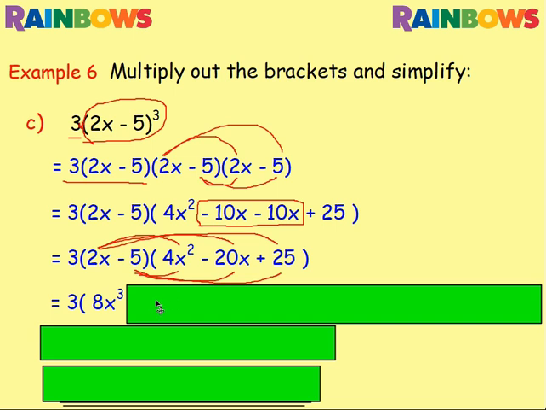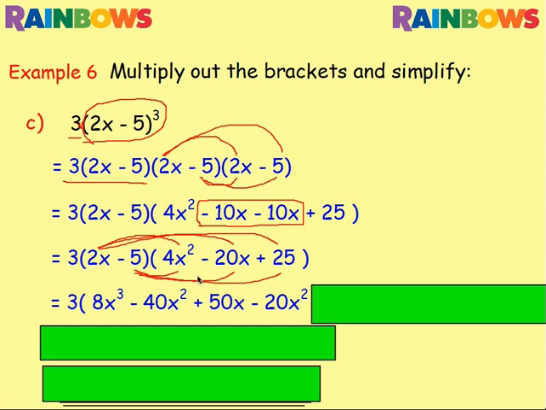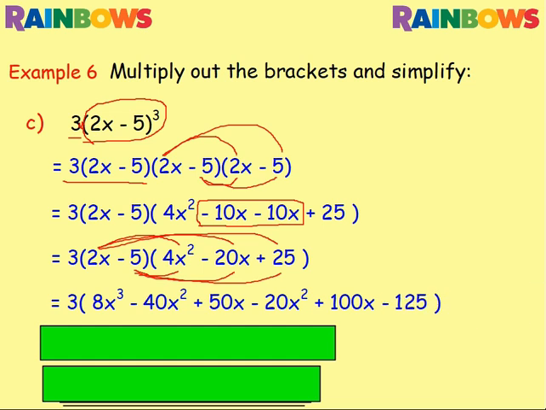2x times the negative 20x, positive times negative is a negative, and 2 times 20 is 40, and you've got x times x, so it's x squared. 2x times 25, well, 2 25s are 50, so you'd have plus 50x. Negative 5 times 4x squared is negative 20x squared. Negative 5 times negative 20x, 2 negatives make a positive, and 5 20s are 100, so you'd have 100x. And negative 5 times 25 is negative 125.